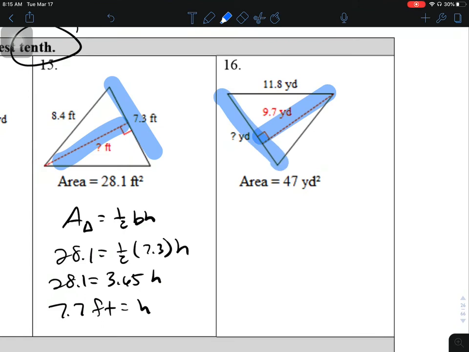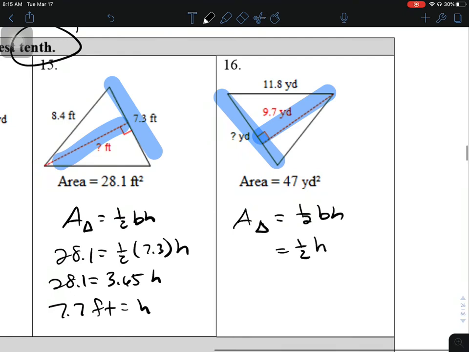Height, base. Area of a triangle is 1/2 the base times the height. Say the base, we don't know, that's the question mark. The height we know is 9.7. We also know the area of the triangle is 47.